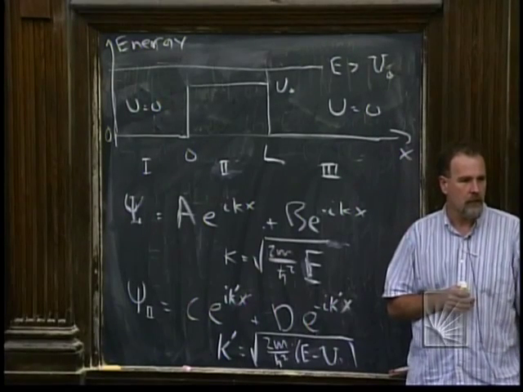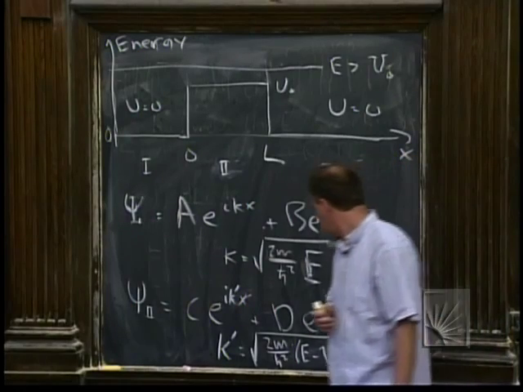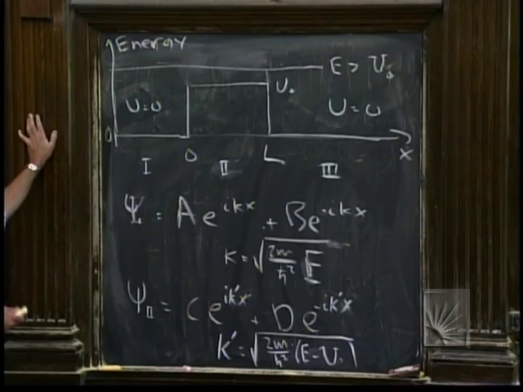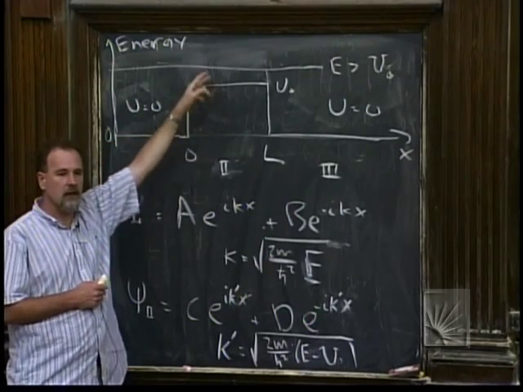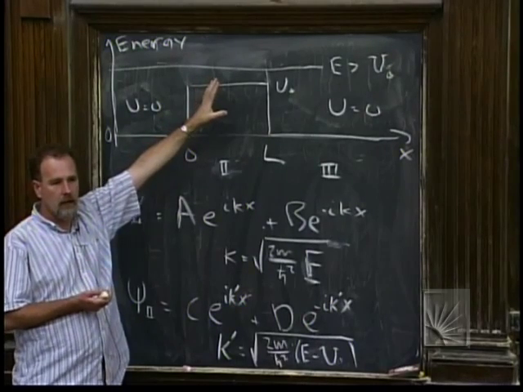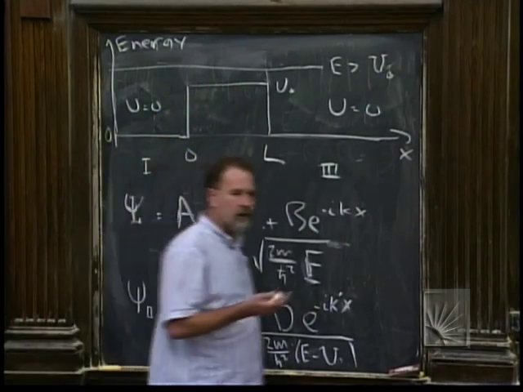Well, C and D are both non-zero. It's well behaved. There's nothing funny. E is greater than U0. The kinetic energy is positive here. I should get the, yeah?